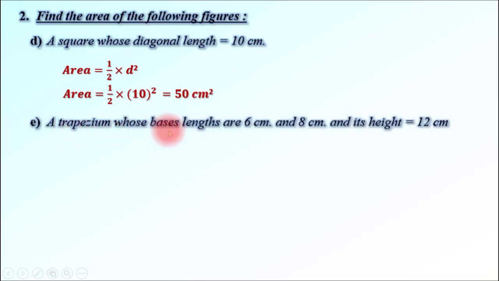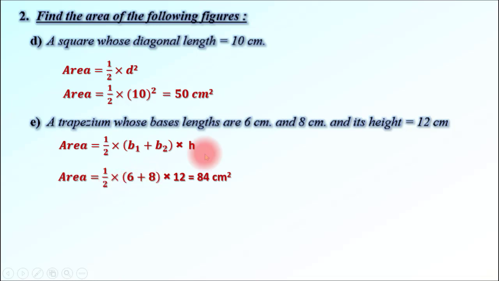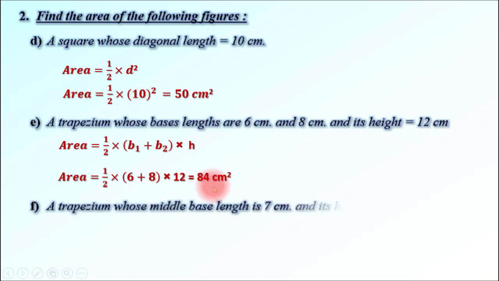A trapezium whose base lengths are 6 centimeter and 8 centimeter and its height equals 12. The area equals half times base 1 plus base 2 multiplying by height, which equals half times 6 plus 8, the sum of these two bases, multiplying by height 12, which would equal 84 centimeter square.